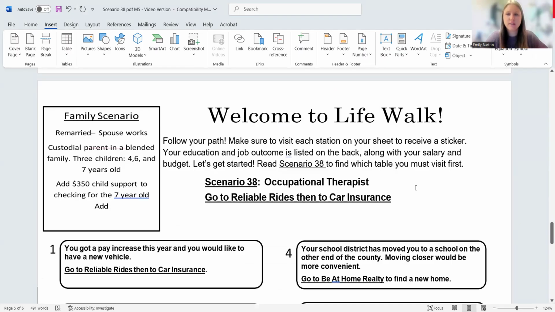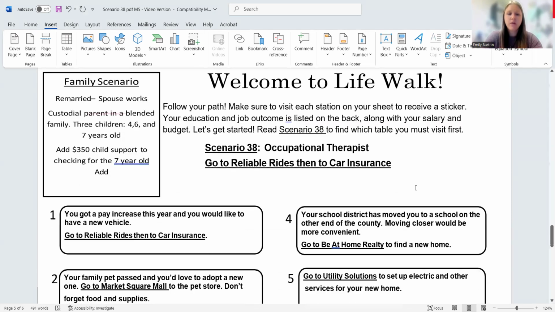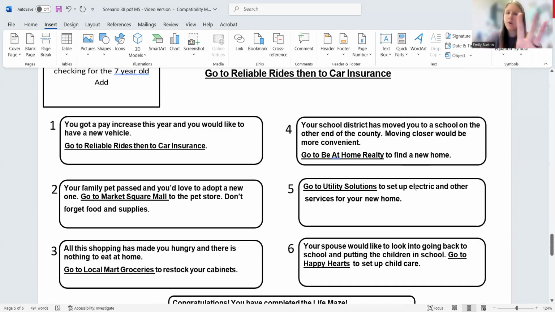First, you're going to have a side that says Welcome to LifeWalk. In this particular area, you are going to have your scenario and your job that you have been assigned. You are going to have a family scenario square. We're going to work a lot with this square today to get prepared. And then the boxes 1 through 7 are what you're going to use when you go into the simulation to know where to start and where to go.